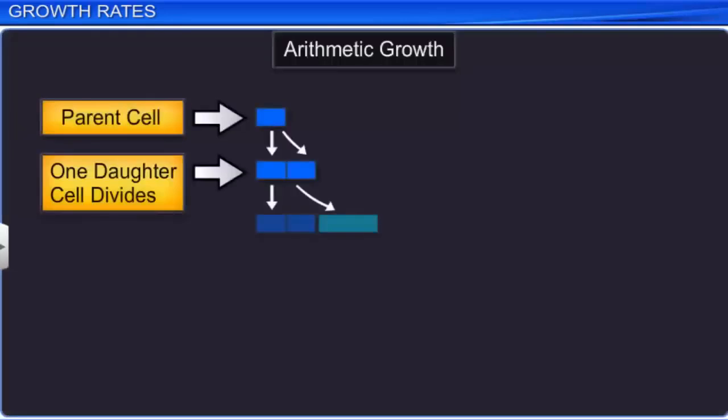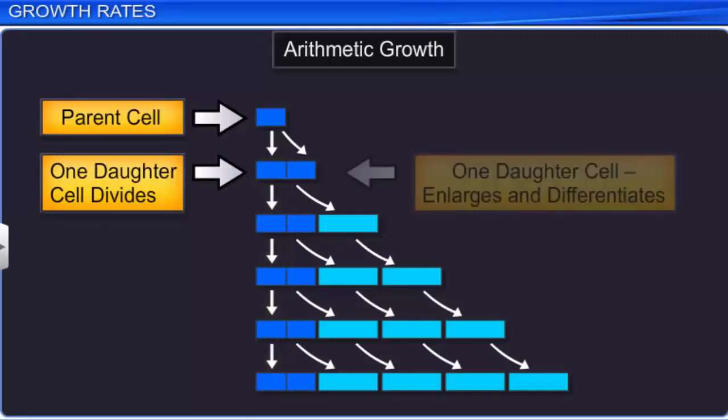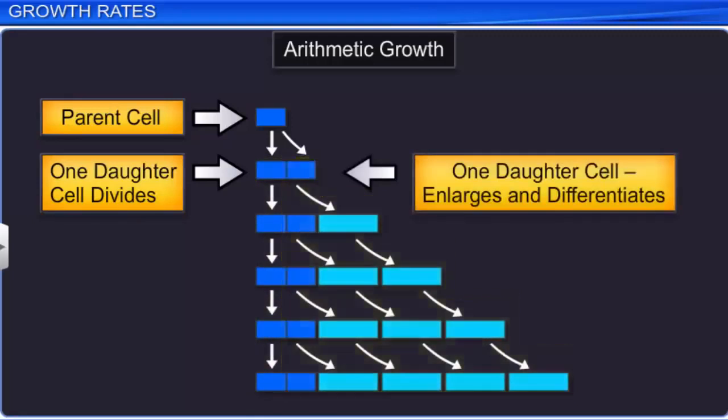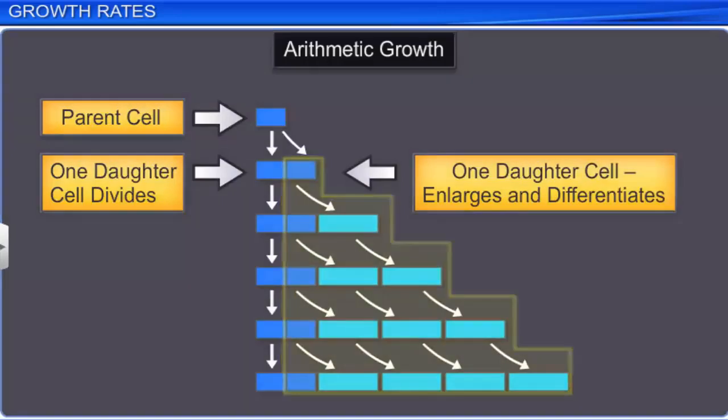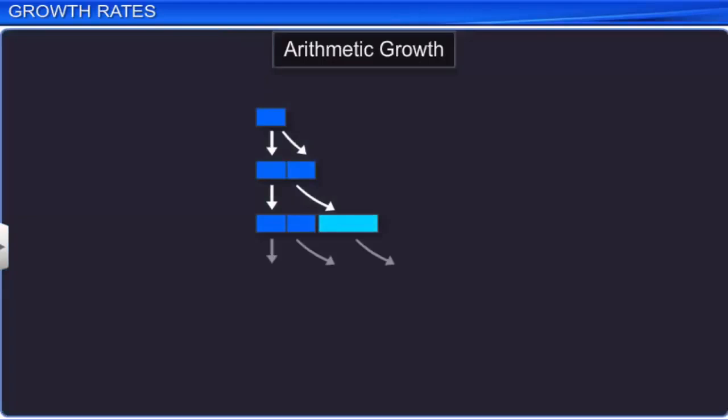Arithmetic growth refers to the division of one daughter cell obtained during mitosis, while the other daughter cell enlarges and differentiates. An example of arithmetic growth is the elongation of the root.